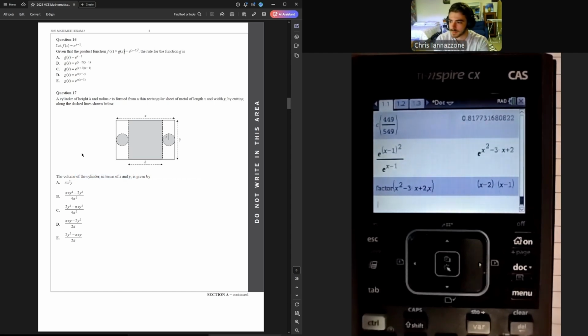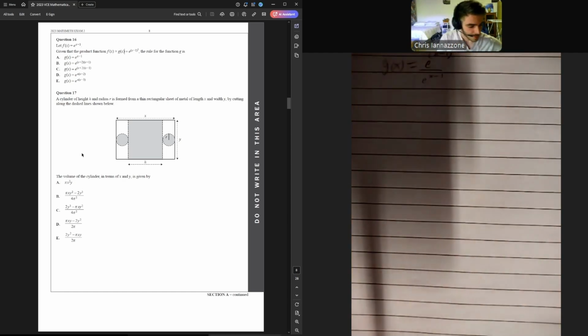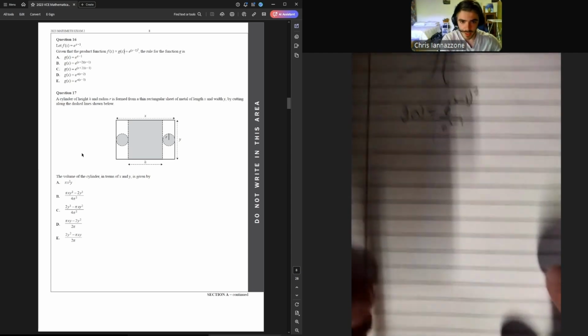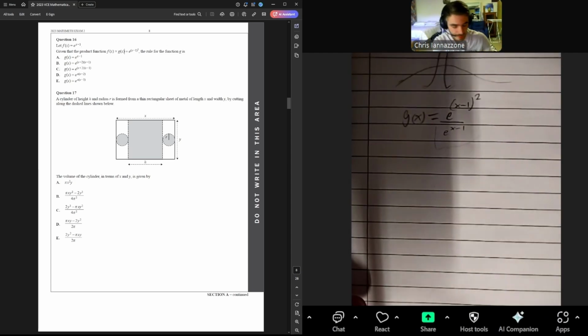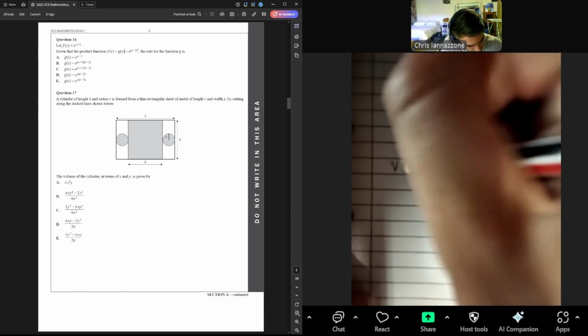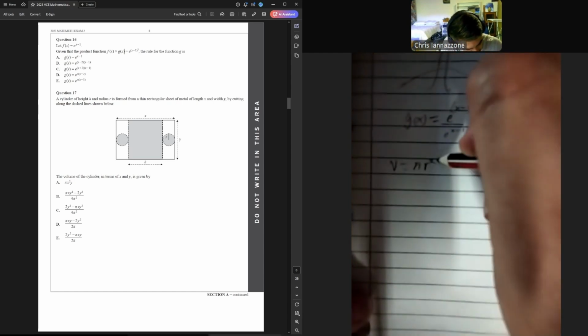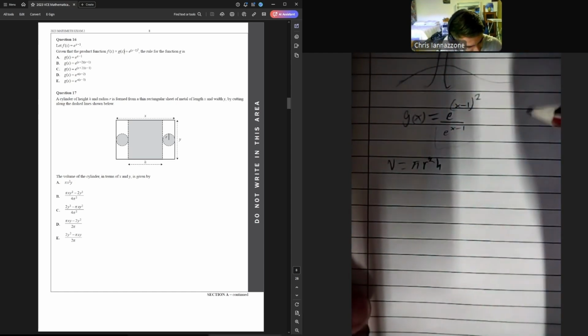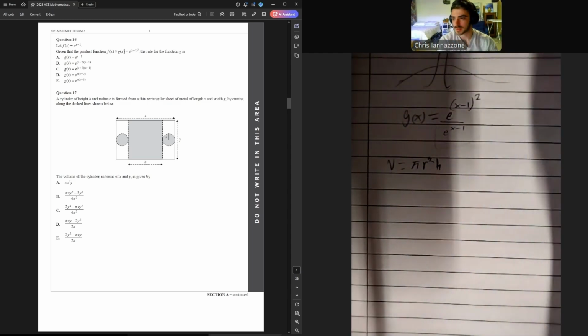So how do we do that? Well, first things first, what is the volume of a cylinder? Volume of any cylinder is pi r squared h. So let's have that written down. Volume is going to be pi r squared h, where r is the radius of your cylinder and h is the height of the cylinder.